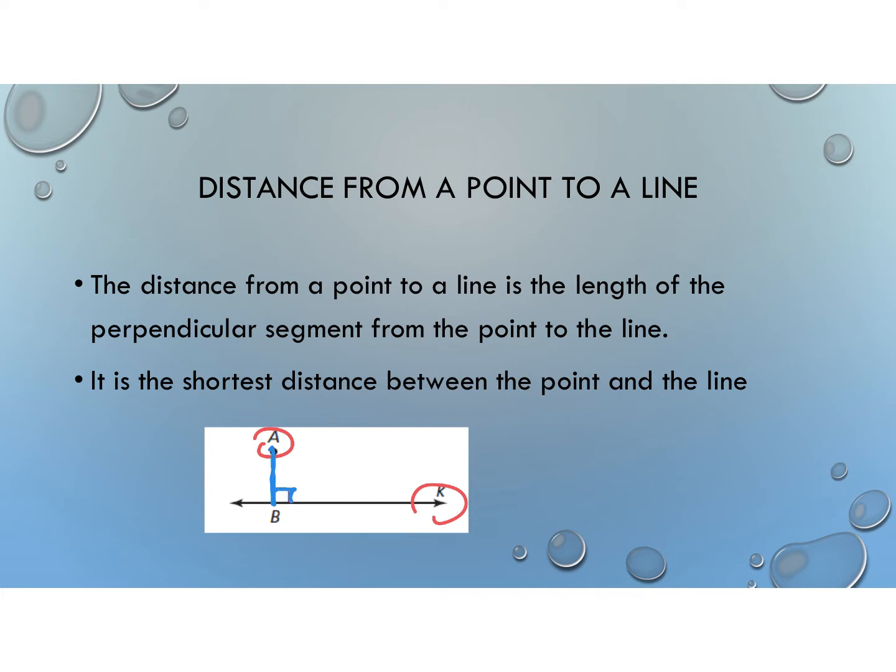Technically, I could draw a segment and say, well, A could get to line K by drawing a line segment here, but it will not be the shortest. So whenever they ask you for the distance from a point to a line, you're going to always use the perpendicular segment to calculate that distance.